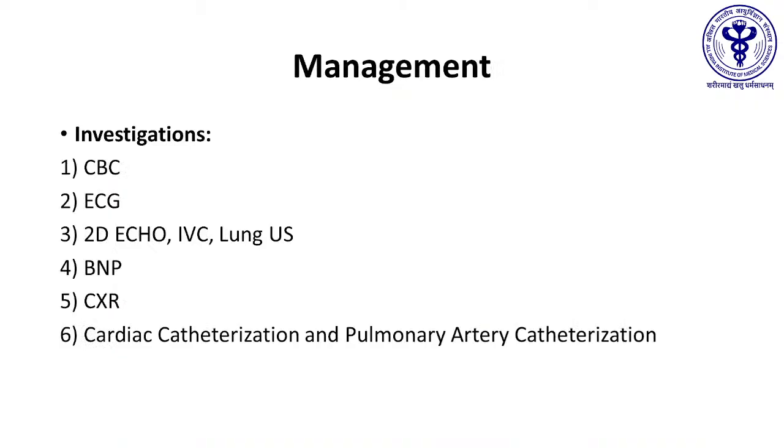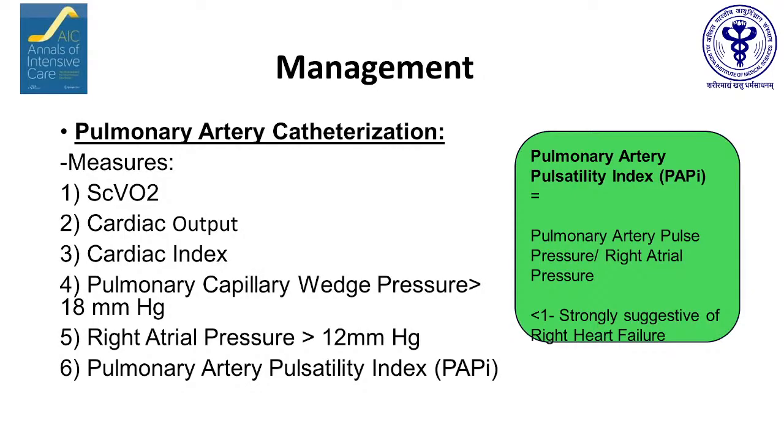So, management investigations: we send normal CBC, ECG, TODI echo, IVC, lung ultrasound, BNP when the diagnosis is in dilemma, chest X-ray, and cardiac catheterization and pulmonary artery catheterization. Pulmonary artery catheterization is important because it measures the venous oxygen concentration, the cardiac output, cardiac index, and pulmonary capillary wedge pressure. A pressure more than 18 mm Hg is clearly a left ventricular failure, and a right atrial pressure more than 12 mm Hg is clearly a right ventricular failure.